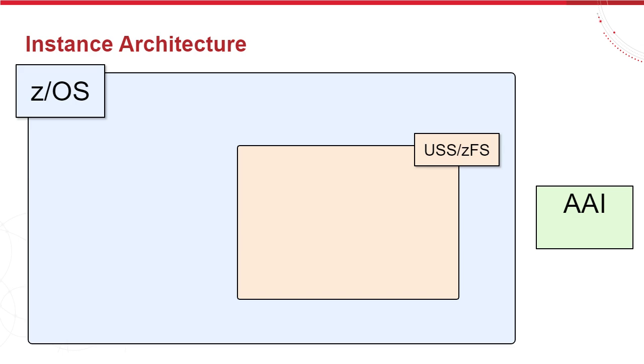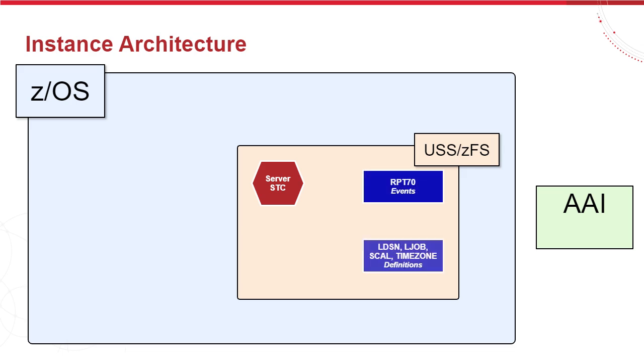At the core of the instance, we find the server STC, which is the process running continuously in the USS environment. This is the software server. Its purpose is to generate two sets of files, events and definitions, which are generated in a directory in a mounted ZFS file system, for transmission to the AAI host via FTP or SFTP.